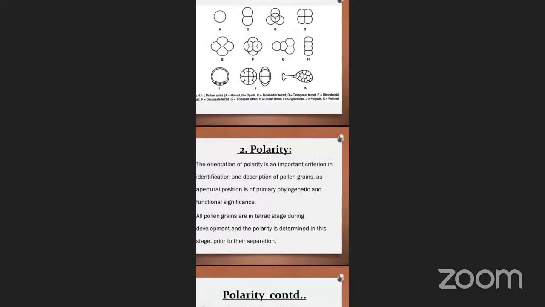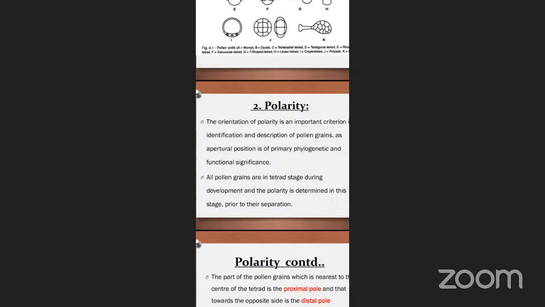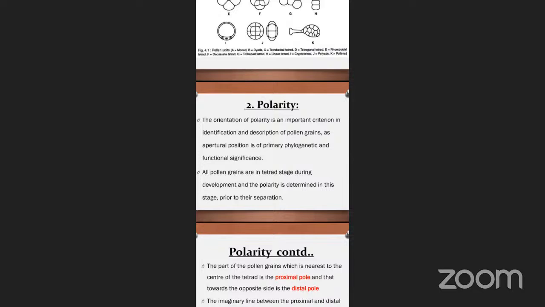We can see in the monad and polyad, they are all polyad types. Second morphological character is polarity, the most important criterion in identification and giving description for plant identification. In polarity recognition, we take into consideration the aperture position. The aperture position is of primary phylogenetic and functional significance.